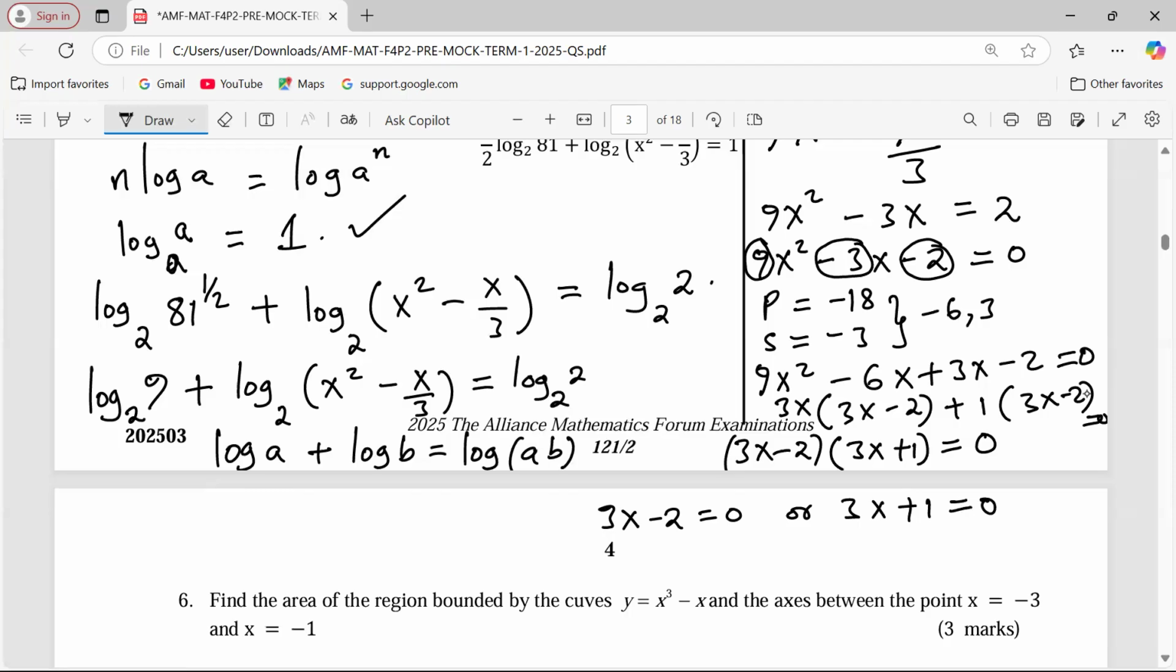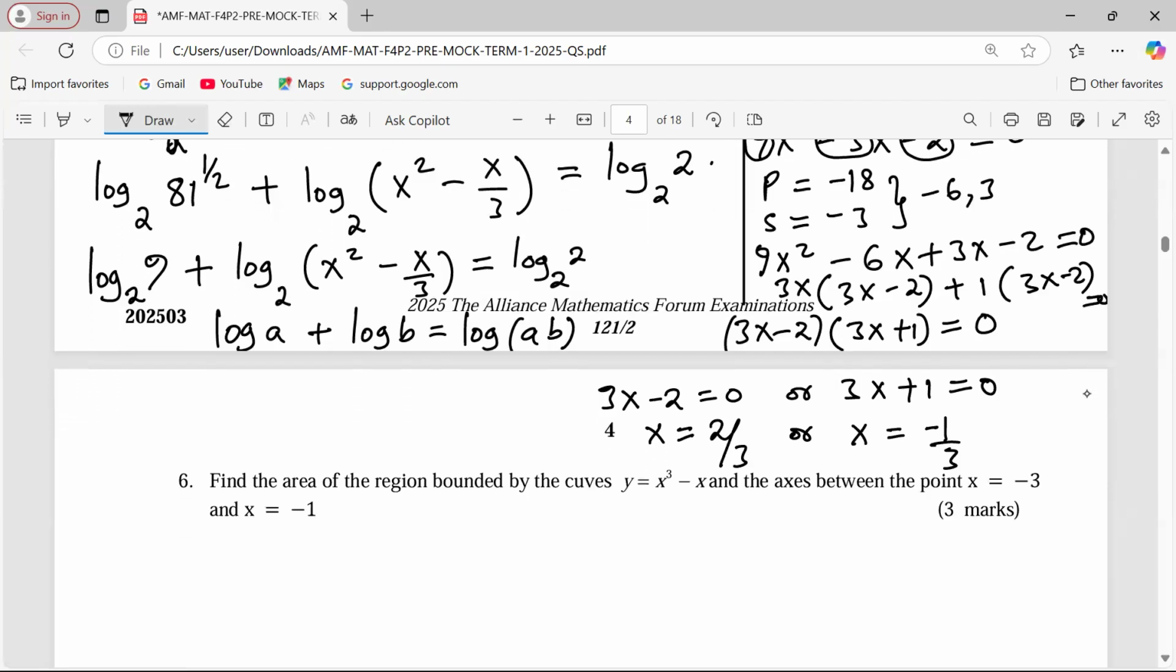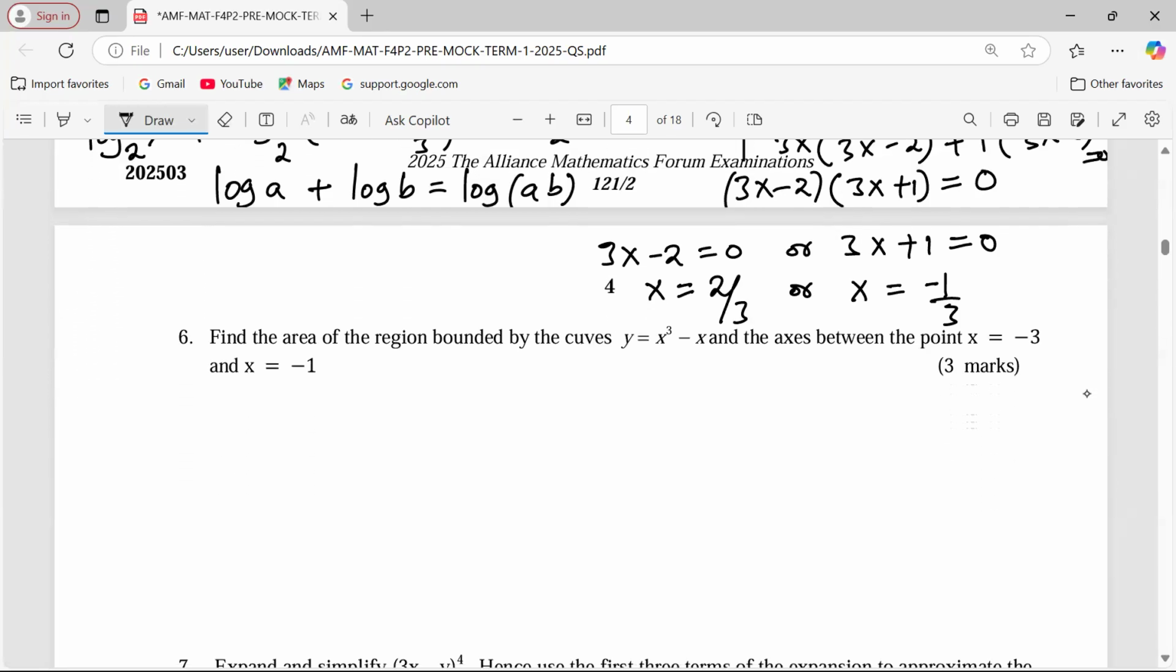From the first case, 2 becomes positive on the right, so that the value of x is positive 2/3. Then on the other side, we will have 3x becoming negative 1. So when we divide by 3, we get negative 1/3. So these are the two possible values of x.